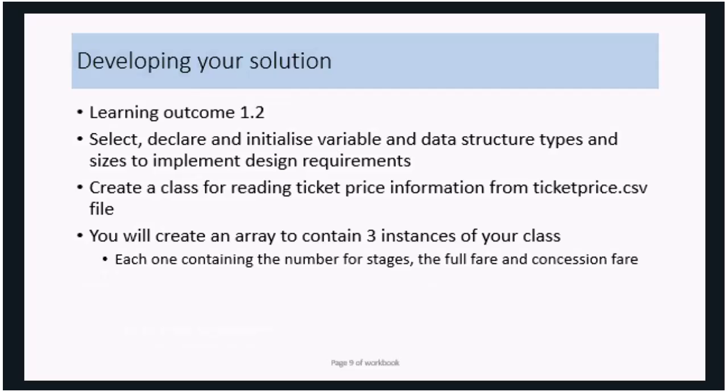We need a class for our ticket price information. I will do this one first. The ticket price information, you might remember, is in ticketprice.csv in 3 lines of information. So you will need an array to contain 3 instances of your class. Each one will contain the number of stages, so that's 3, 6 and 9, the full fare and the concession fare for that number of stages.